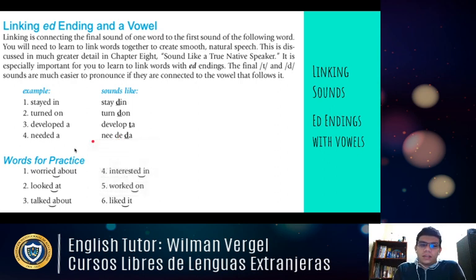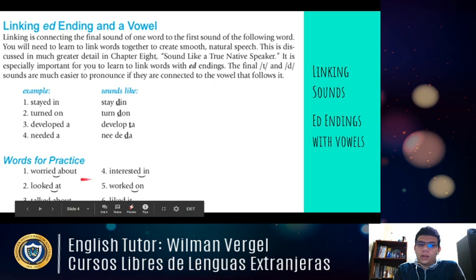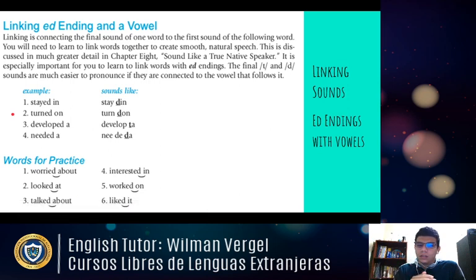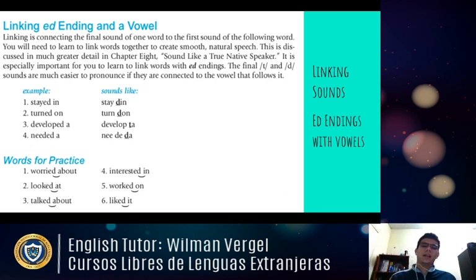Words for practice. We say worried about. Number 2, we say looked at. Talked about. Number 4, interested in. Number 5, worked on. And lighted it. We say I lighted it. Yes, because it's a T sound, lighted it. Okay, good.